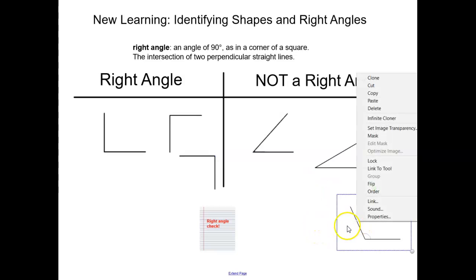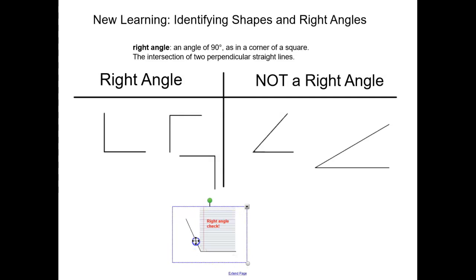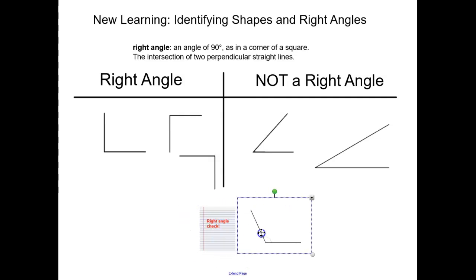Let's look at this one. So this angle is not a right angle. It does not have an angle of 90 degrees. It's bigger than a right angle. So I know right away that it's not a right angle. You'll notice again that the orientation of these right angles look different. It doesn't matter if the 2 sides meet on the top or on the bottom. Any place where 2 perpendicular lines meet or come together is a right angle.